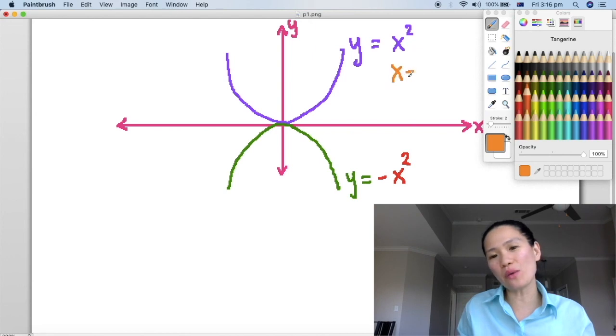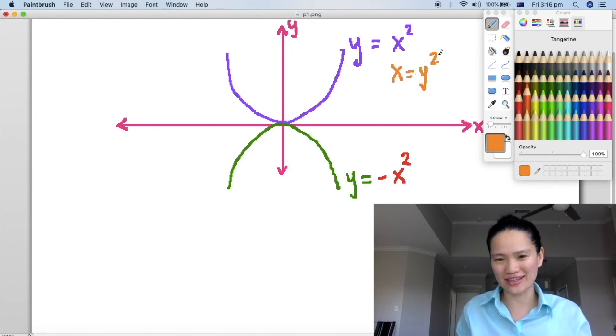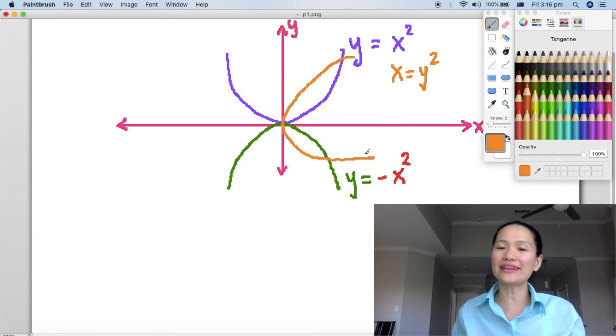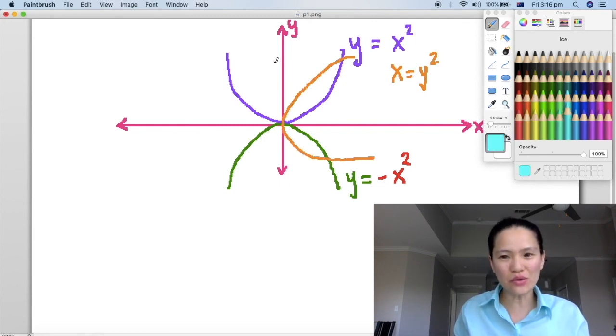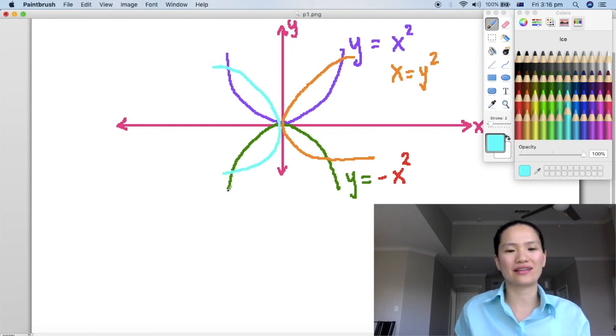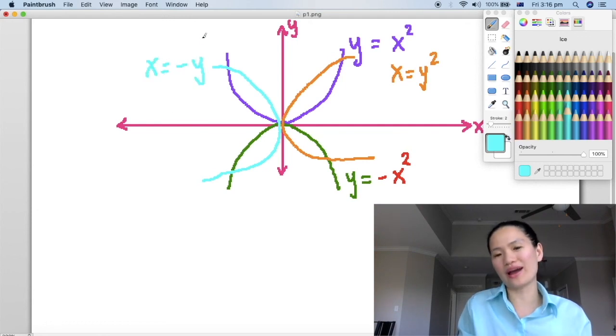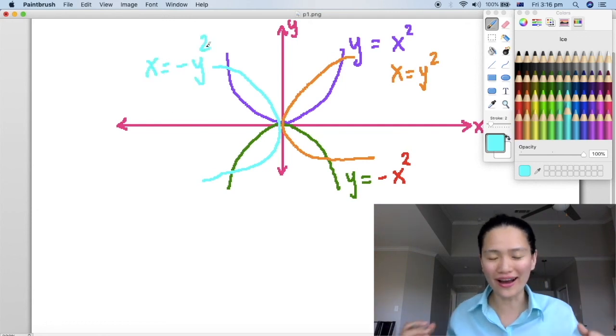x equals y squared. What does it look like? It looks like this way. And another one. If x equals negative y squared, of course it's going to be this way, like this. x equals negative y squared. I think now you can get some idea.